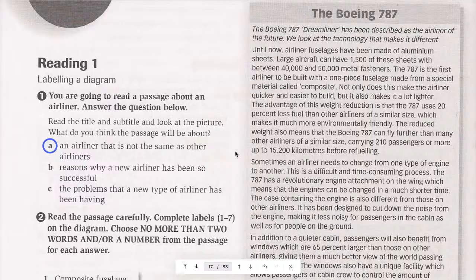Reduce. What is reduce? What does that mean? Reduce. Make it low. Yeah, make it lower. Less. Okay.